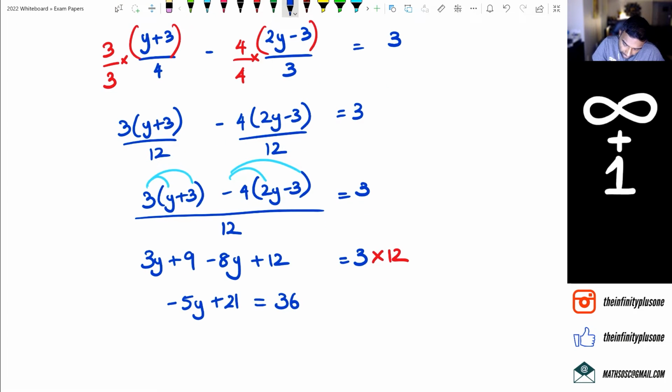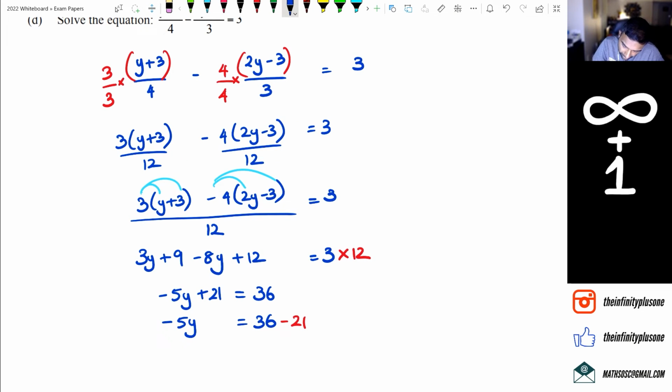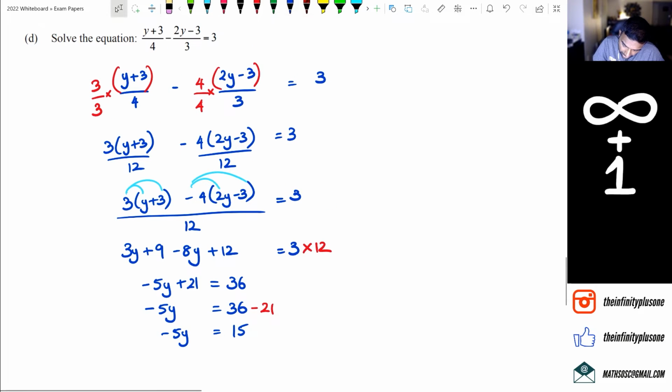Gonna keep going. Minus 5y is equal to 36. Take away 21 because it was positive 21 on this side. What do we have here? Negative 5y is equal to 15. And then Sam, if you're still around, you've got y is equal to 15 divided by -5. And with that in mind, we can actually say y is equal to -3.